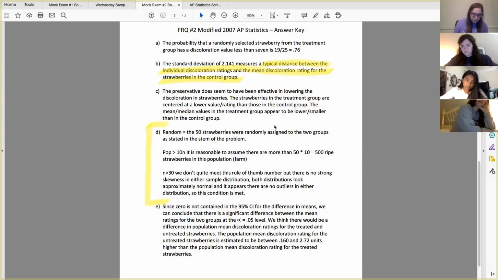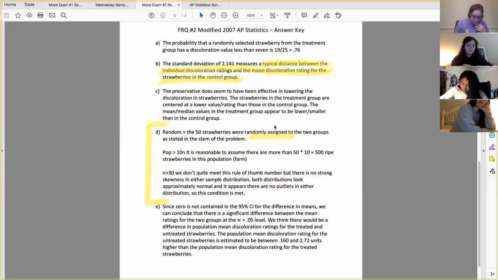Then for part D, I wanted you to do the conditions. The random condition: they were randomly assigned. And then for n is greater than 30, we don't have a sample size greater than 30, but there's not a strong skewness or outliers in the graph. So the condition is met, because remember, you can either have greater than 30 or you can graph it. If you didn't even talk about n is greater than 30, that was okay, as long as you mentioned the graph.